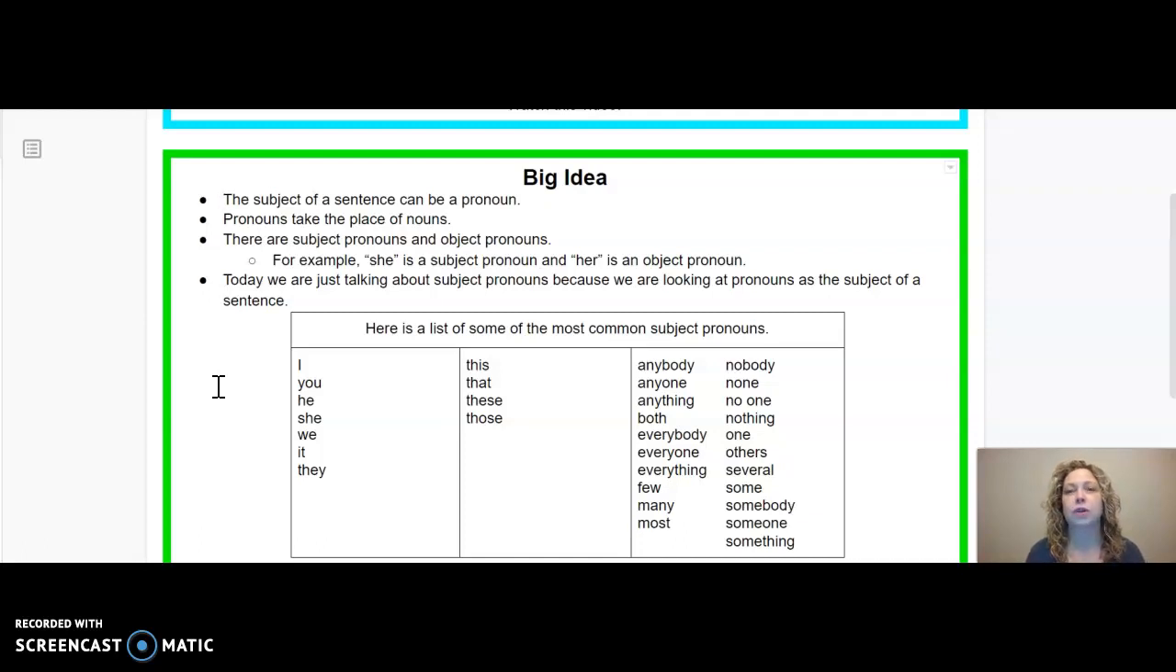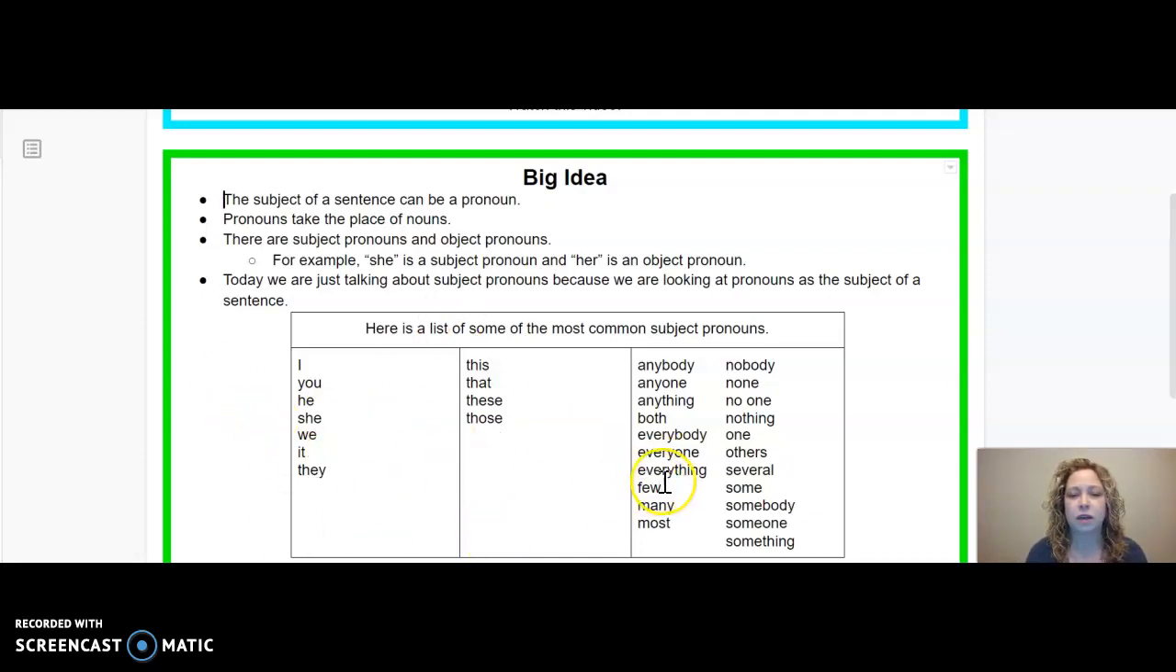So for example, one pronoun is I. My name is Amy, and it would be weird, right, if I said, Amy has a cat, right? That would be weird if I'm talking about myself. So I could replace that noun Amy with a pronoun I. I have a cat. All right, so that's basically what pronouns do.